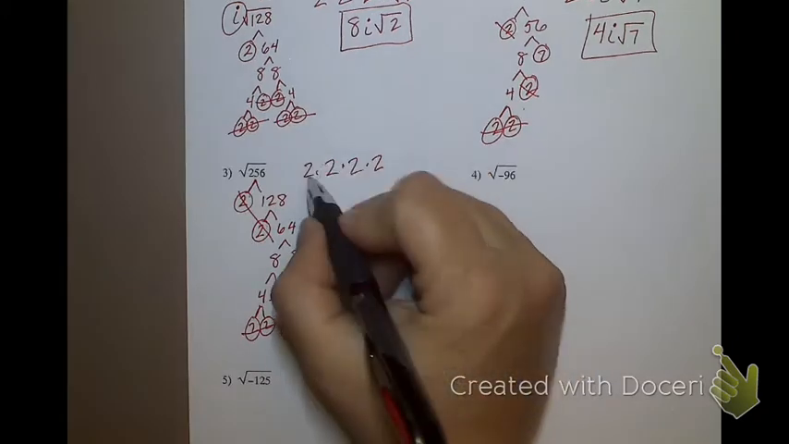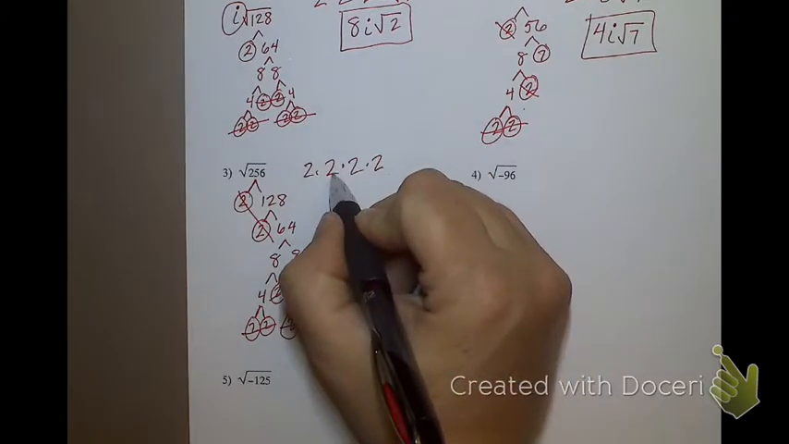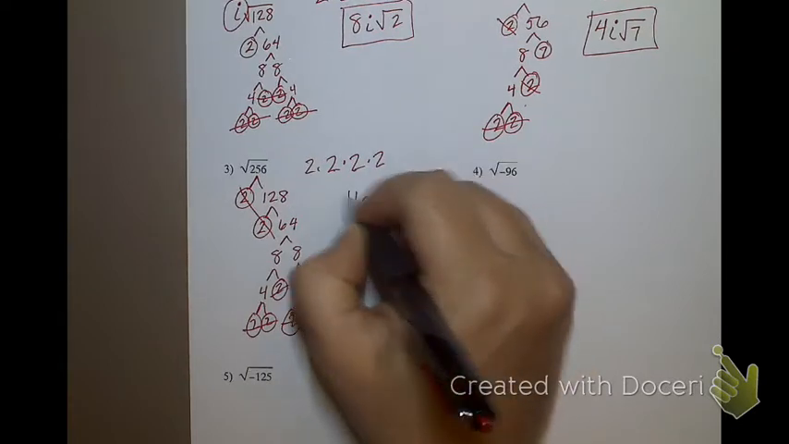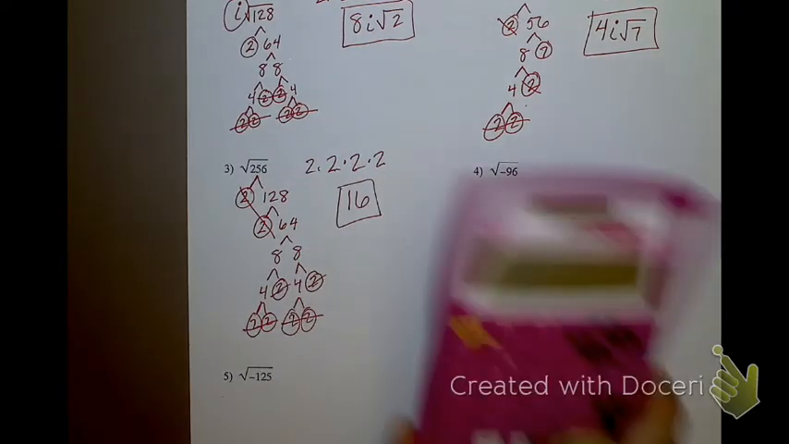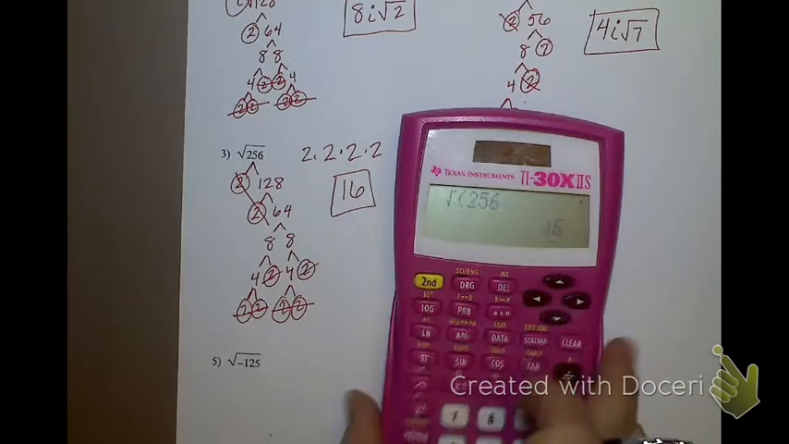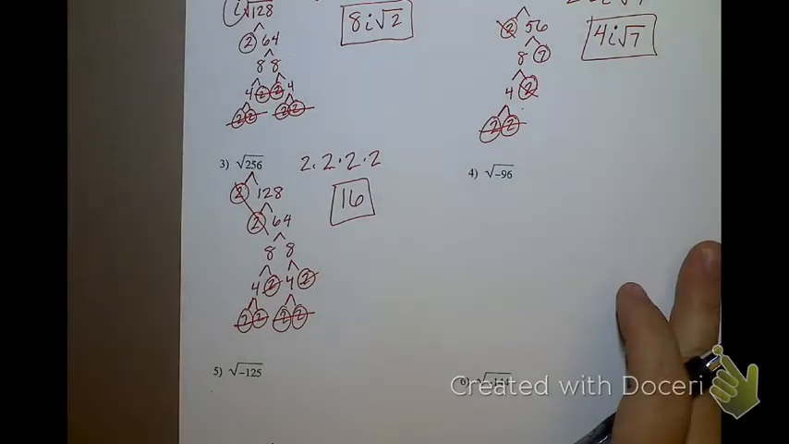That's good. So 2 times 2 is 4, times 2 is 8, times 2 is... So did we just find out that the square root of 256 is 16? Yes. We did. Look at that. Magic. I like magic.